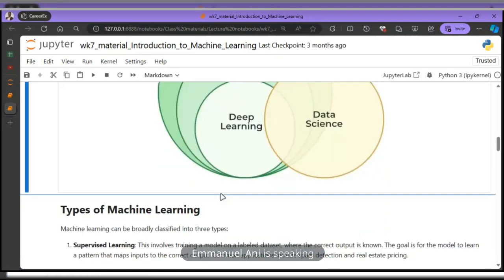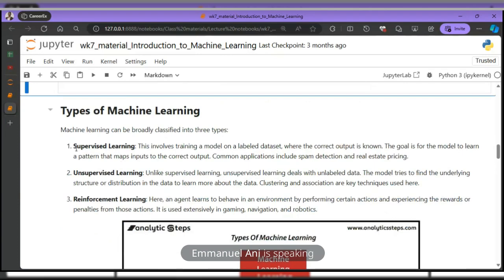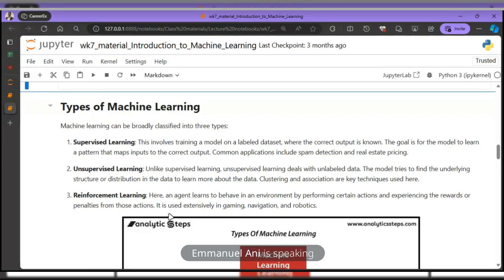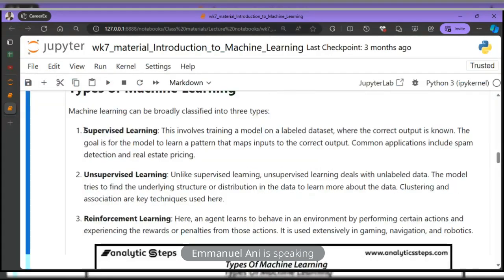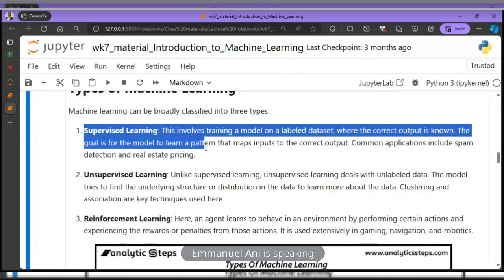Let's proceed. So we have types of machine learning. We have three types of machine learning basically. We have supervised machine learning. You can see it here, supervised machine learning. We have unsupervised machine learning, and we have reinforcement learning. Machine learning can be broadly classified into three types: supervised machine learning, unsupervised machine learning, and reinforcement learning. In this program, what we'll be doing is only supervised machine learning.